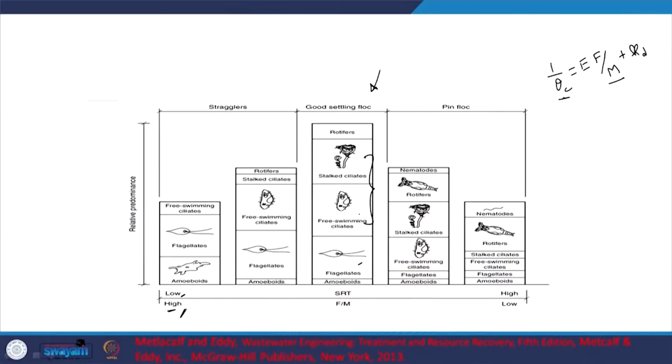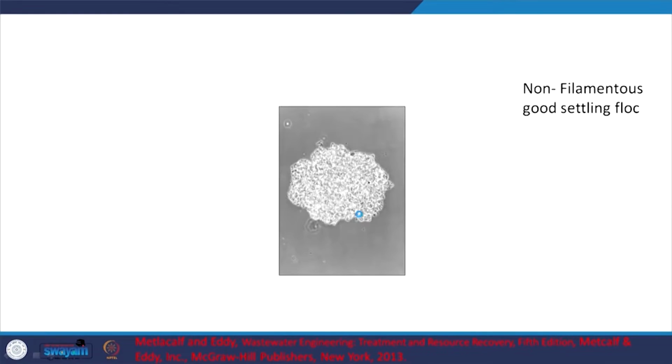So that's something to keep in mind, right? So let's move on. Okay, so some pictures again, non-filamentous, good settling flock, but again here there are relatively less filamentous microbes. In general we don't want flocks, only flock forming microbes thriving. Why is that? Because if it's the small flock or pin flock, they won't settle.